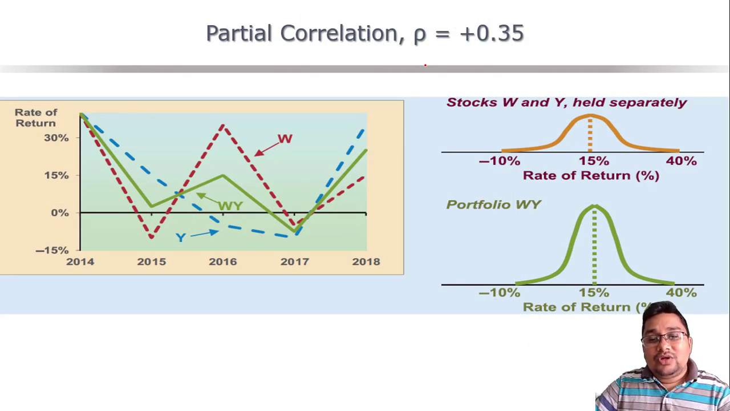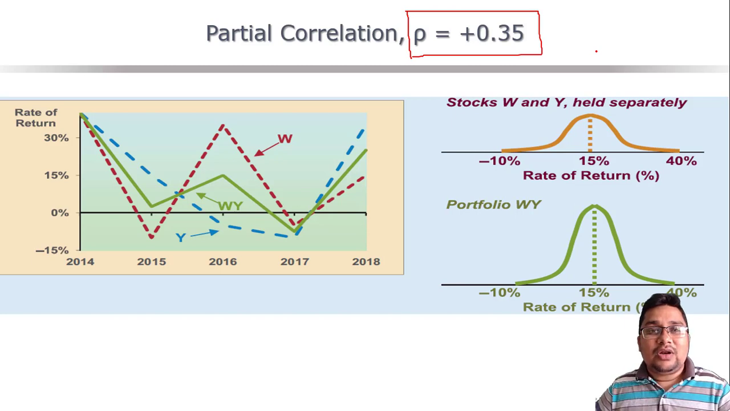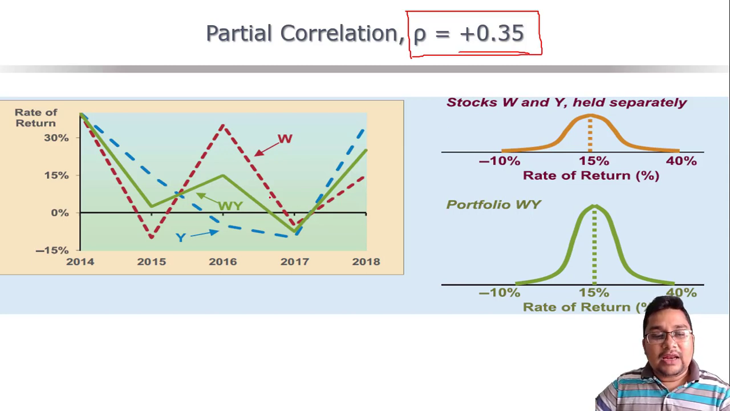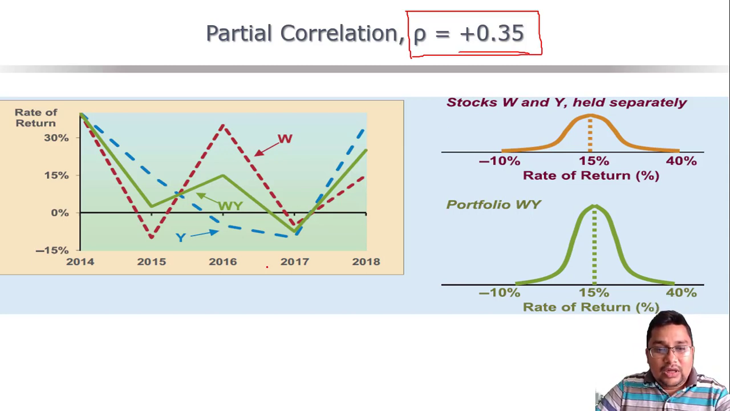Now let us talk about non-extreme correlation between the two assets. For example, correlation is less than plus 1 or greater than minus 1, for example, plus 0.35. In that case, think about W and Y, the two stocks. They do not have perfect correlation in any way, either plus or minus, but they have a correlation of 0.35.